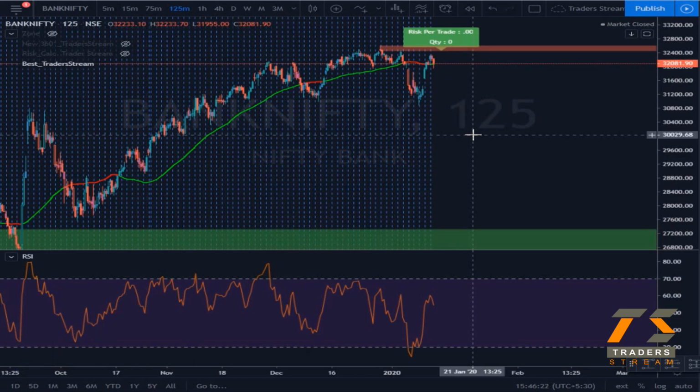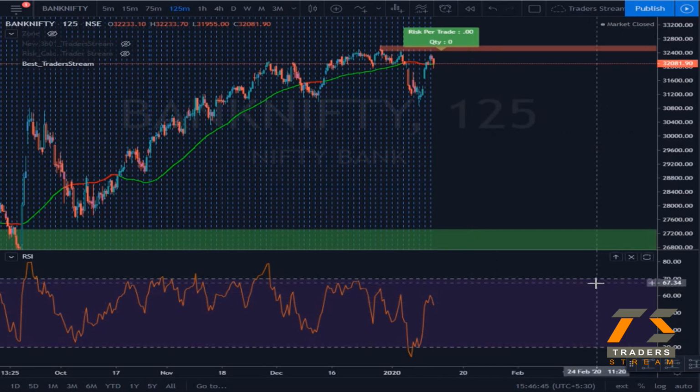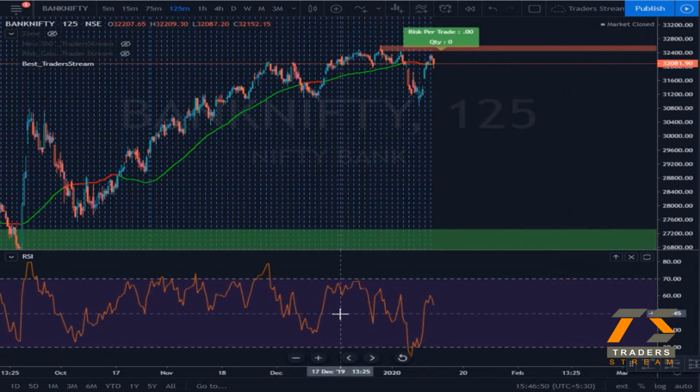So RSI stands for Relative Strength Index, which was developed by a person by the name J. Wallace Wilder. It is actually a momentum oscillator, which is a momentum indicator that measures the speed and change of price movement of a stock or a commodity. So the RSI oscillates between 0 to 100. So there is a range of 0 to 100 in the RSI.